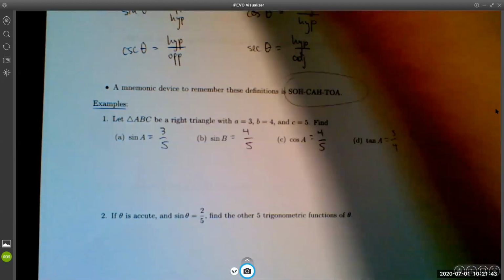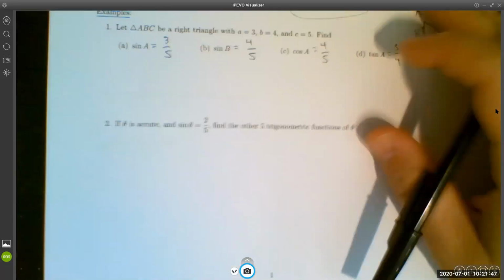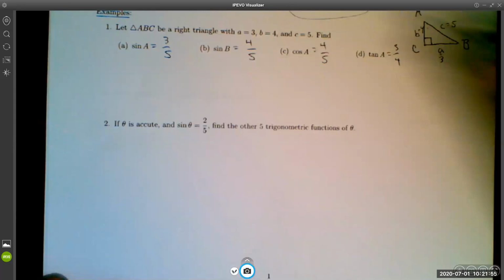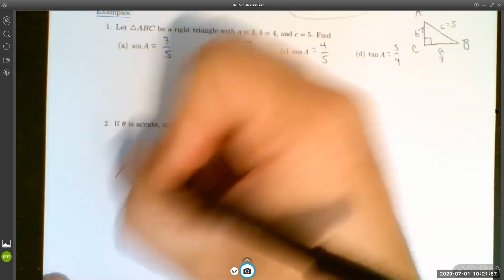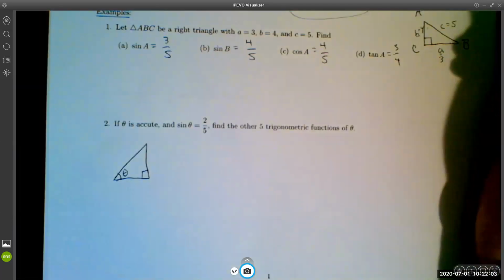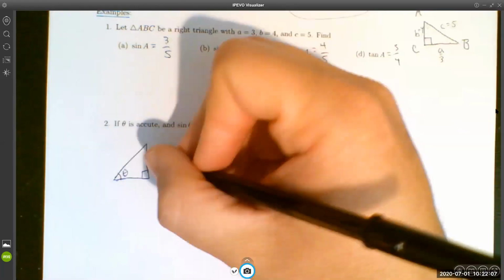Here's another example. Number 2 says, if theta is acute and sine theta equals 2/5, find the other 5 trigonometric functions of theta. So I'm going to start off by drawing a picture. We've got a little right triangle. Theta is that angle right there. It's an acute angle. And we're told that sine theta is 2/5, so that's opposite over hypotenuse, right?